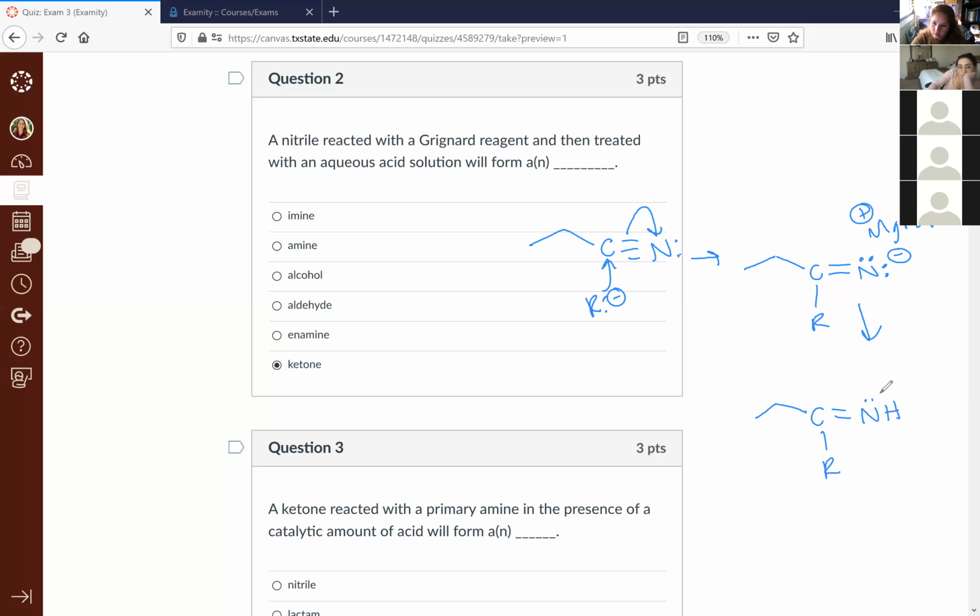Mine. I'm not sure if you said the right thing because of the pronunciation. It's an imine, so I-M-I-N-E. And then in aqueous acid, imines get turned into ketones. So if you react a nitrile with a Grignard reagent and then follow it up with an aqueous acid solution, that is a way to create a ketone.